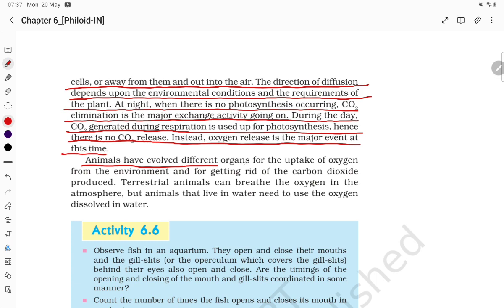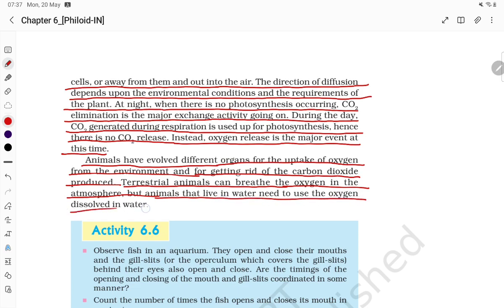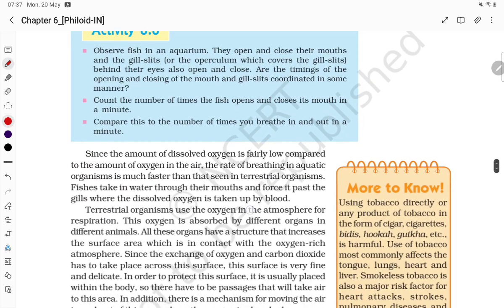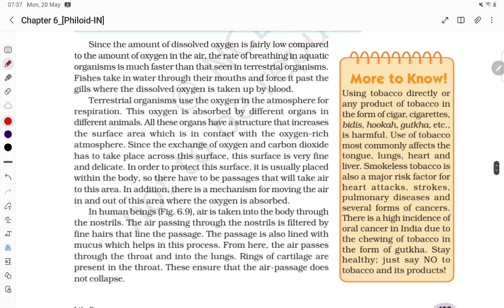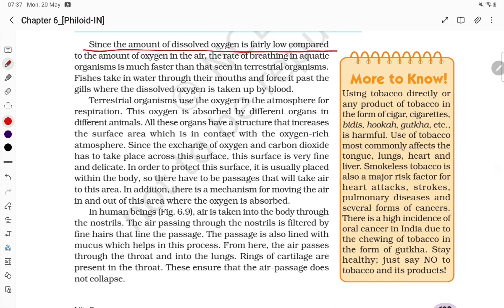Animals have evolved different organs for the uptake of oxygen from the environment and getting rid of the carbon dioxide produced. Terrestrial animals can breathe the oxygen in the atmosphere, but animals that live in water need to use oxygen dissolved in the water. Since the amount of dissolved oxygen is fairly low compared to the amount of oxygen in the air, the rate of breathing in aquatic organisms is much faster than that seen in terrestrial organisms.